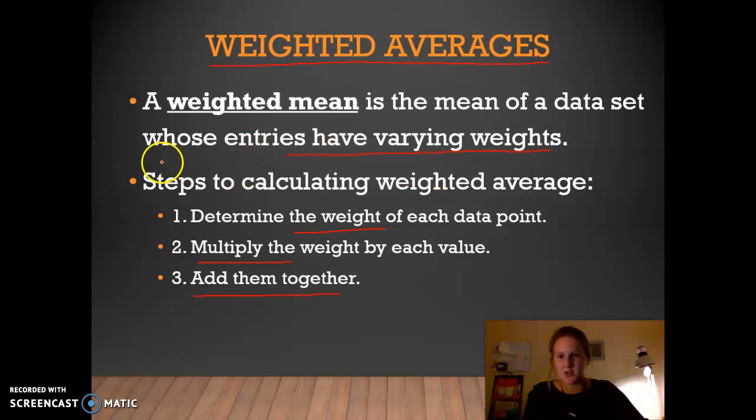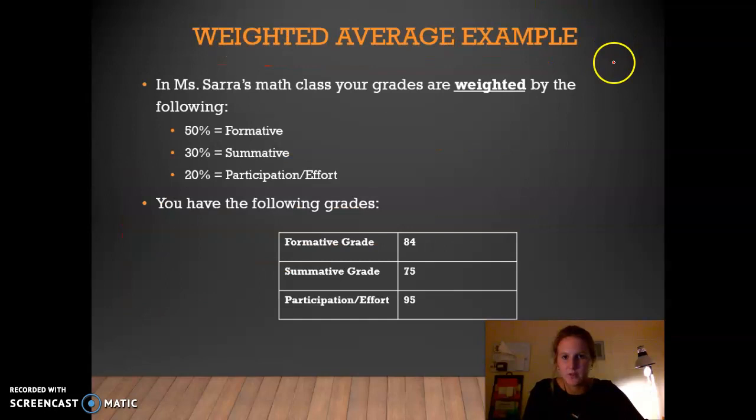Okay, so have these steps in our notes. A weighted average. In the next slide, we're actually going to do an example, and it goes with the averages set up in my class. So it says, in Miss Sarah's math class, your grades are weighted by the following. Again, we went over all this, right? 50% formative, 30% summative, and 20% participation gives us 100% of our grade. I spent like 5 minutes talking about this in each class.